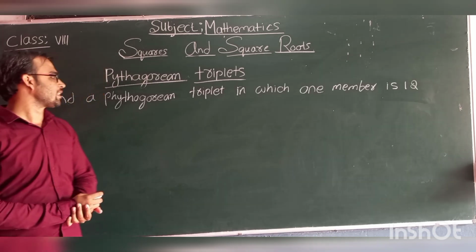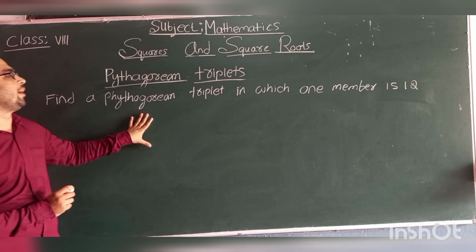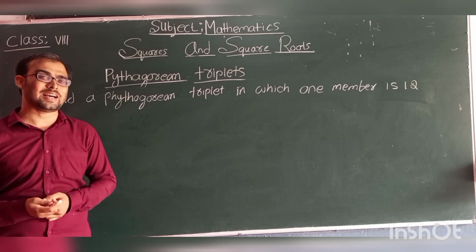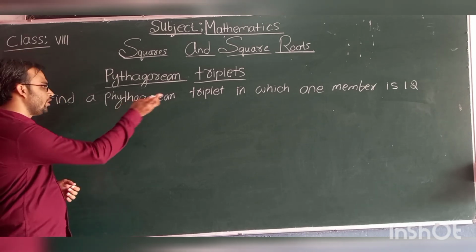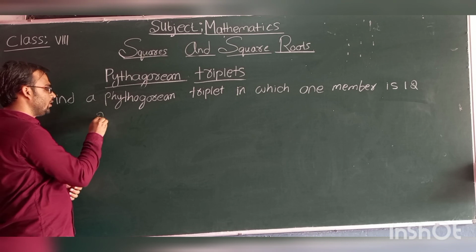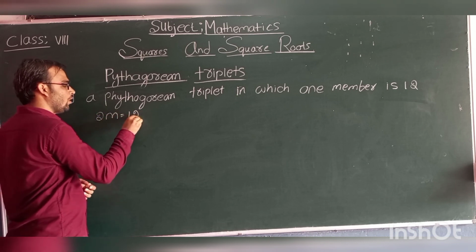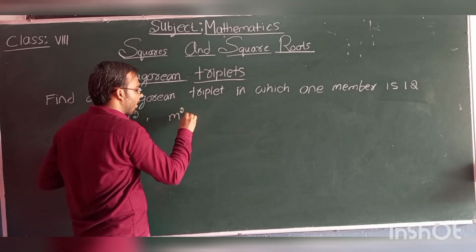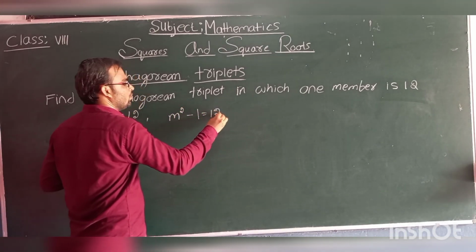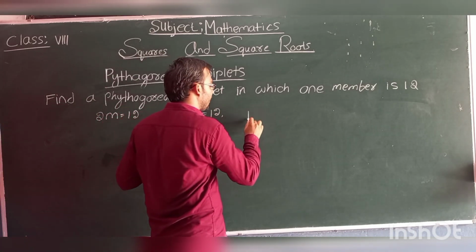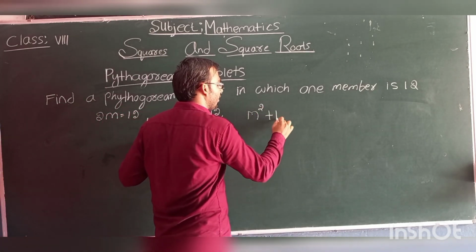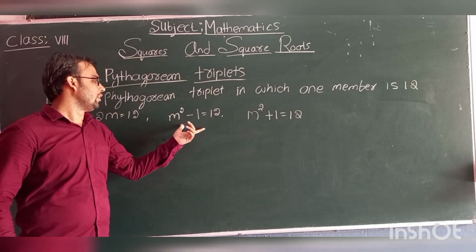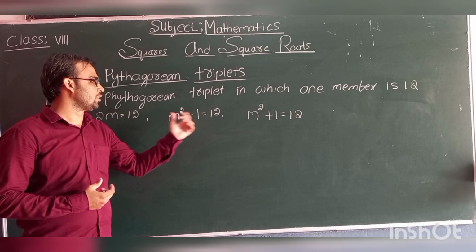Okay, students, if you are asked to find a Pythagorean triplet in which one member is 12, we need to find the other two numbers. As I told you, you can equate that 12 with 2m, or with m square minus 1, or with m square plus 1. Now we will see whether by equating m square minus 1 with 12 we get the value of m or not.